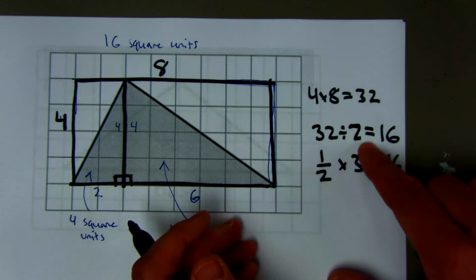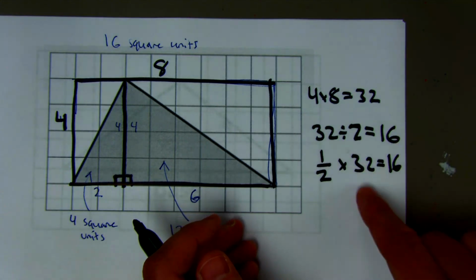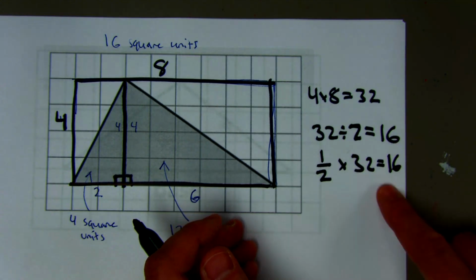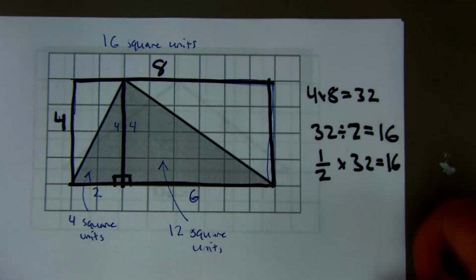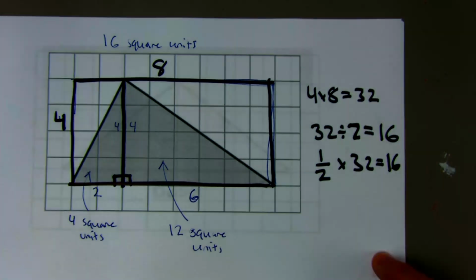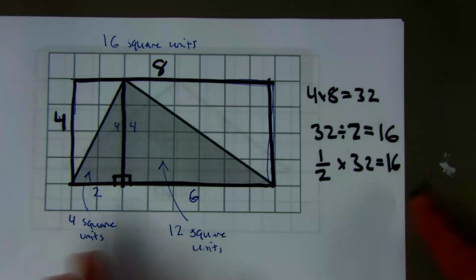32 divided by 2 is the same thing as multiplying 32 by 1/2. So that'll work even if you don't have a right triangle. This brings us to a formula we can use to find the area of any triangle.